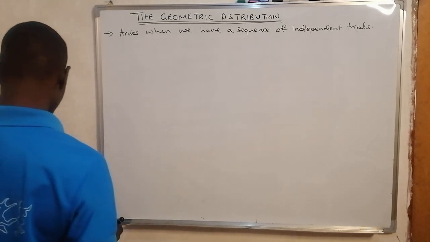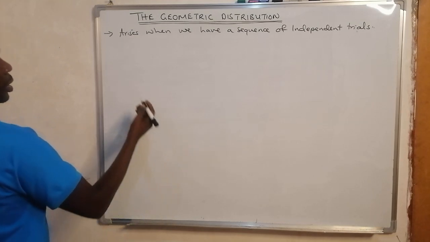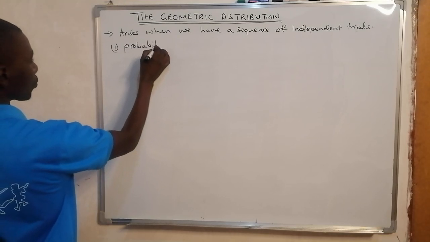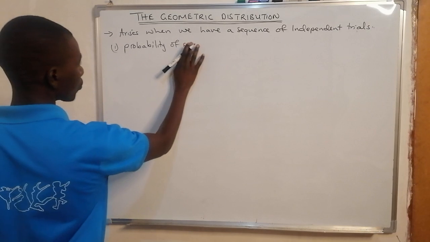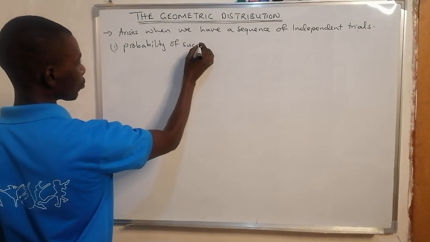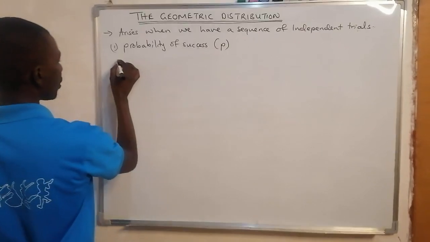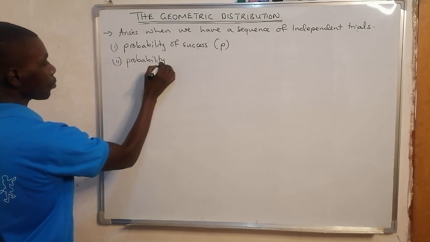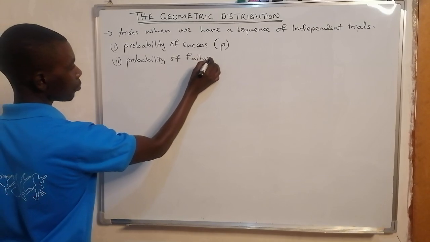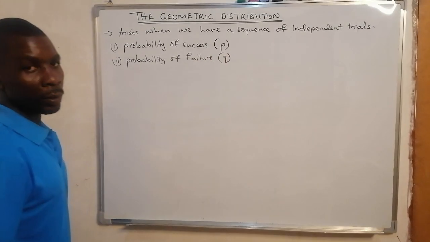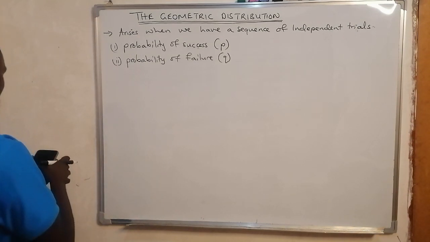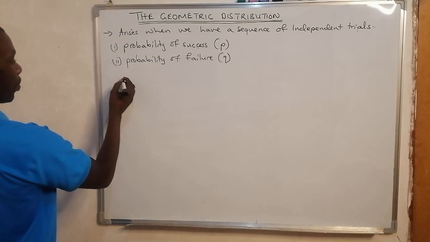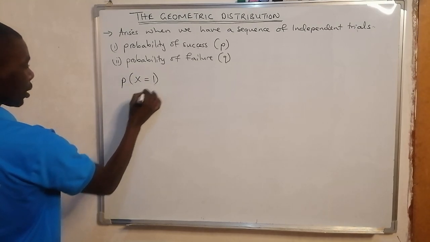have a geometric distribution. So under geometric distribution, we have probability of success, which is termed P. Then we also have probability of failure, which is termed Q. Right, let's take for example, let's say we want to find P of x equals to 1.